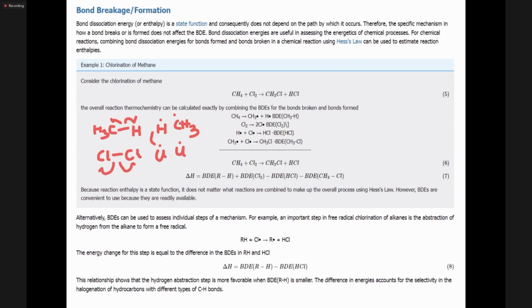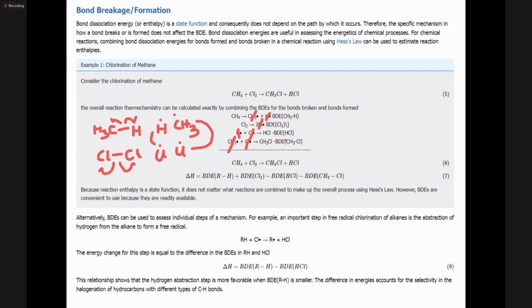And next we have this CH3 dot and Cl dot, and they combine to form CH3Cl. And that's why it is minus BDE of CH3Cl. So entirely we have the equation CH4 plus Cl2 producing CH3Cl and HCl. Because you see this CH3 dot on this side and this CH3 dot on the right-hand side get cancelled. Also, these two Cl dots and these two Cl dots are cancelled. And this H dot and this H dot are cancelled. So we are ultimately getting CH4 plus Cl2 to HCl plus CH3Cl.